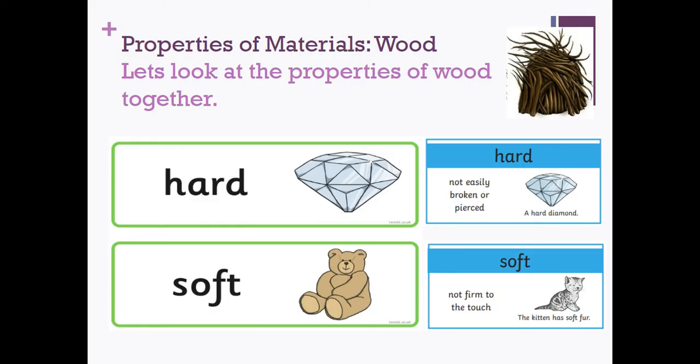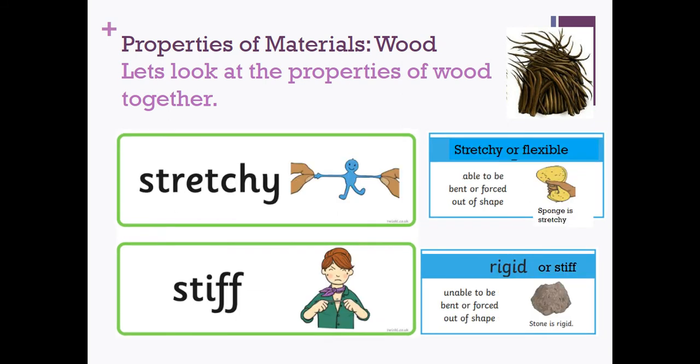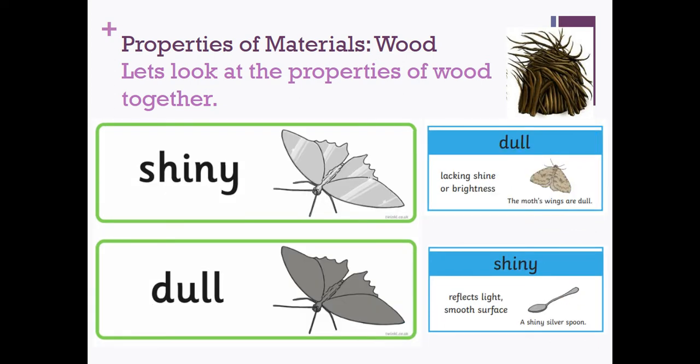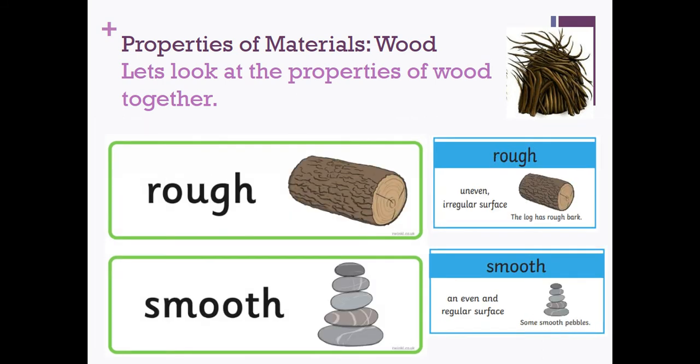Well done. So let's look at the properties of wood together. We know wood is hard. Sometimes it can be soft. We know that wood is not stretchy. We know that it is stiff. It is rigid. So we know that it being hard and it being stiff means that the cow could jig on the table. It can sometimes be shiny and it can sometimes be dull. Sometimes wood is rough and sometimes it is smooth.